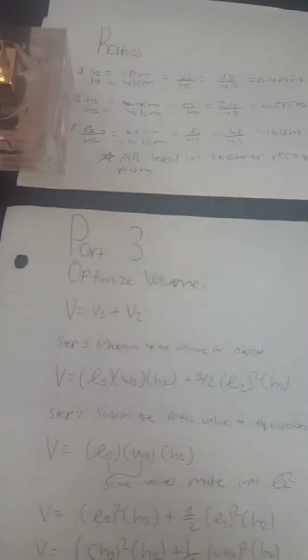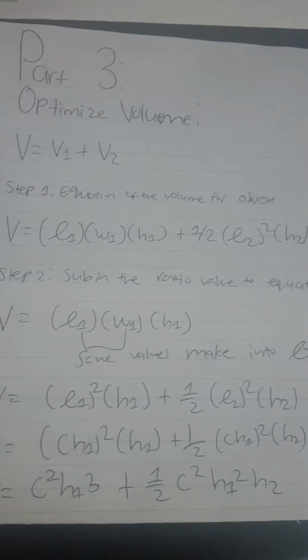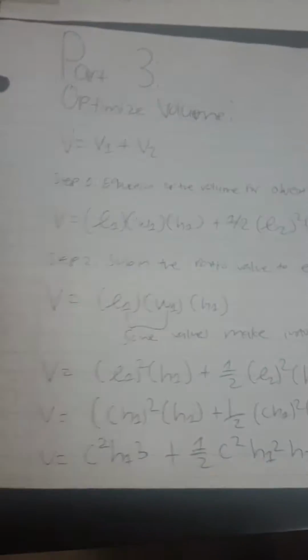What we'll be doing today is now optimizing the volume. So over here, we have the volume equation. So it's V equals V1 plus V2, our rectangular prism volume plus our open top triangular prism volume. I have the equation right over here.